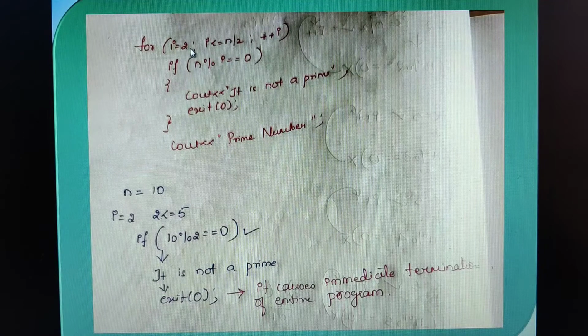executing the true part of this for statement. What is there in the true part? Whether 10 mod 2 is 0. Yes, because 2 5s are 10, where I got the remainder as 0 here. So because this condition is satisfied, control makes an entry into the loop where it prints that it is not a prime number. Okay, so therefore I'll get the output as it's not a prime number.